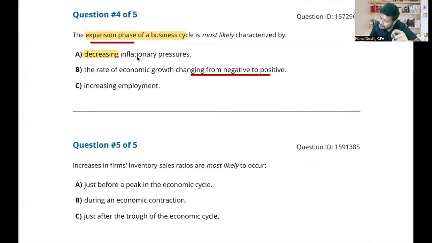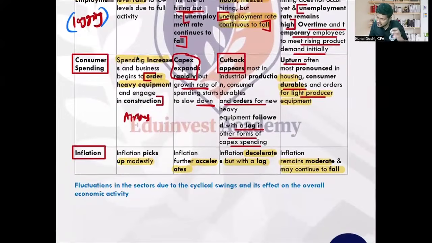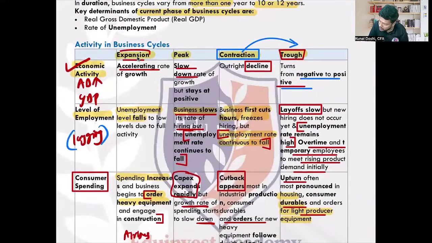Is the expansion of the business cycle most likely characterized by decreasing inflationary pressures? See, when the expansion is there, look at the inflation. Inflation picks up modestly, right? Inflation accelerates, then decelerates with a lag and remains moderate. Now, they said the expansion phase of the business cycle is characterized by what? What are the characteristics at expansion?